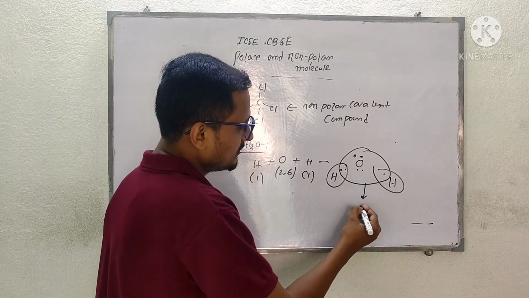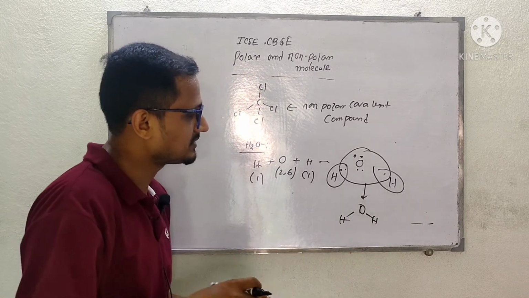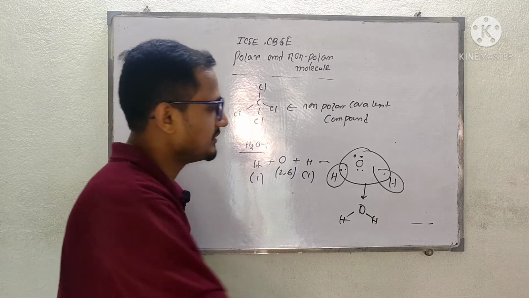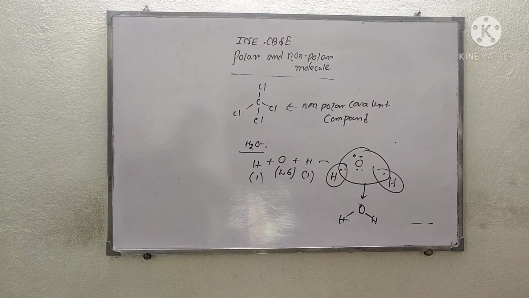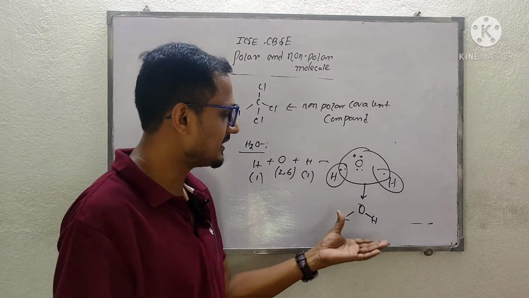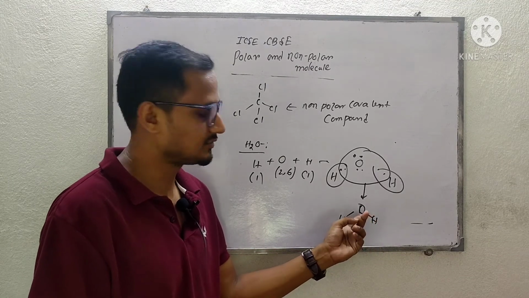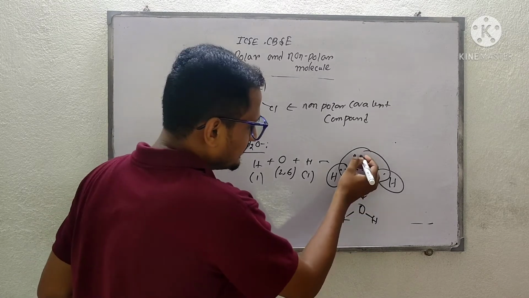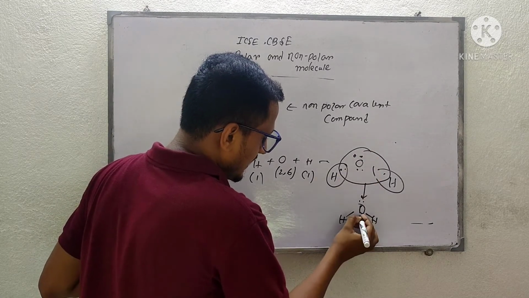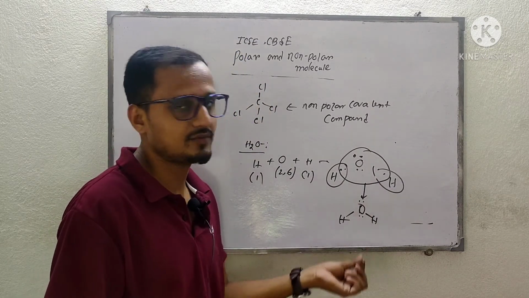So what will you get? You will get this bond. Okay, it is making a single bond. So the central oxygen is bonded with each hydrogen by a single bond, and this pair of electrons does not participate in the bonding. So this one is a lone pair of electrons.